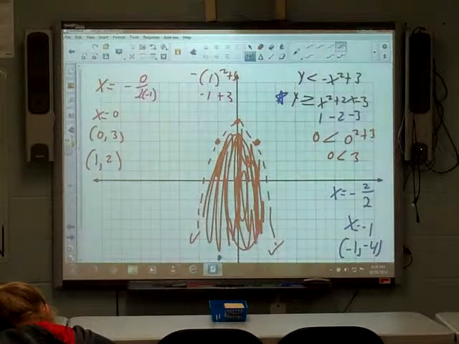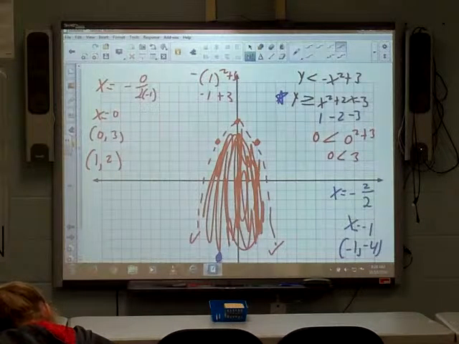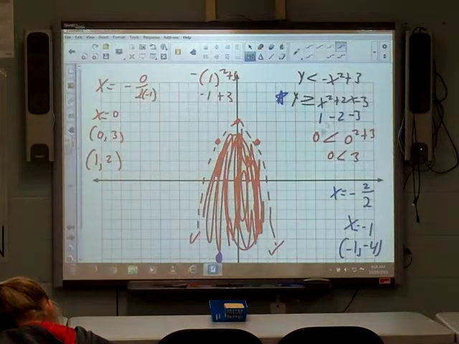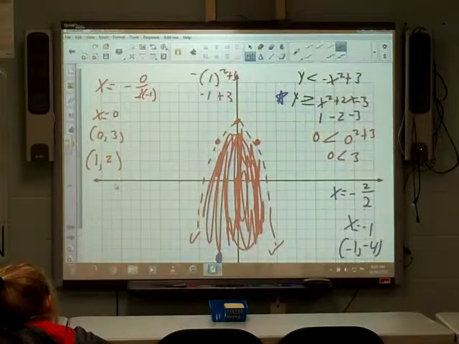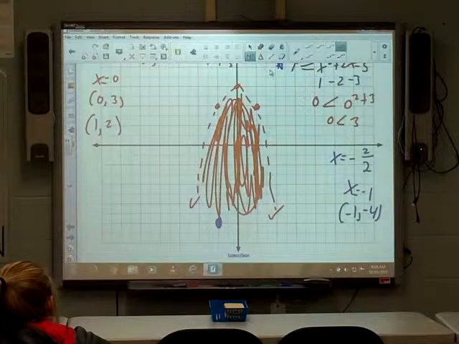Alright, so down there's the vertex. Down on my bottom there, see the big blue dot? Alright, is this blue one going to open up or down? It's going to open up because your a is positive.